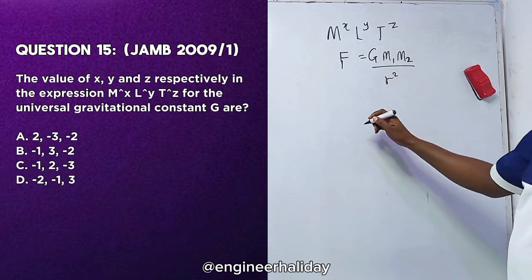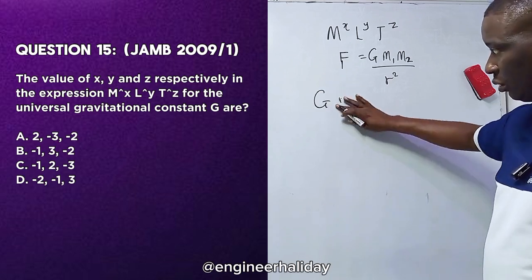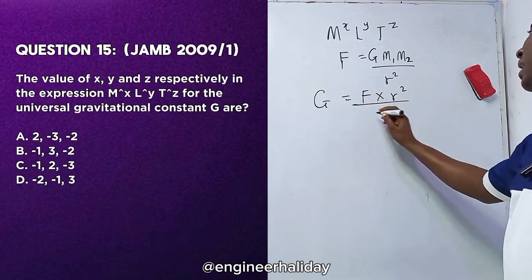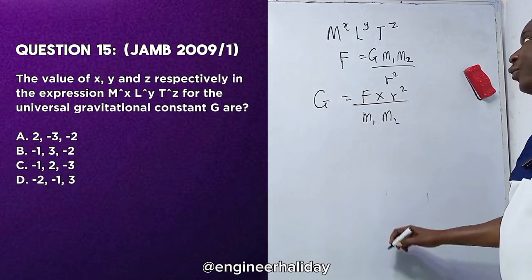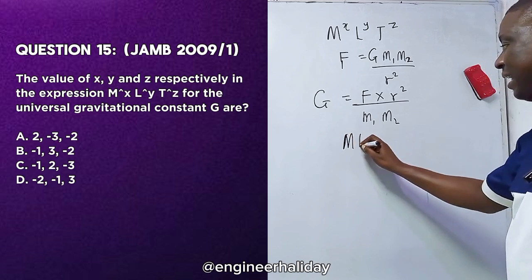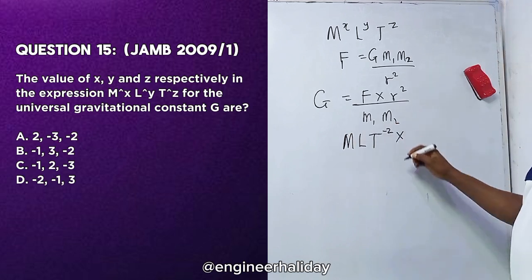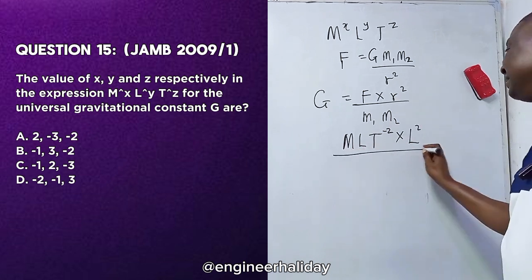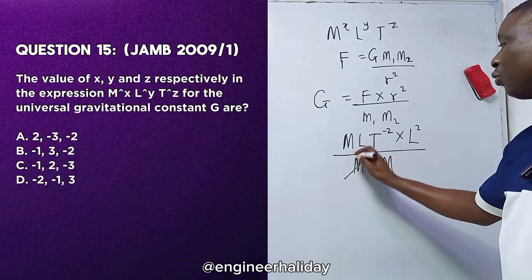If you make G the subject of the formula, G equals force times R squared divided by M1 M2. The dimension for force is M L T minus 2, so master it. The dimension for distance squared is L squared. Then divide by M times M. This one will cancel this.